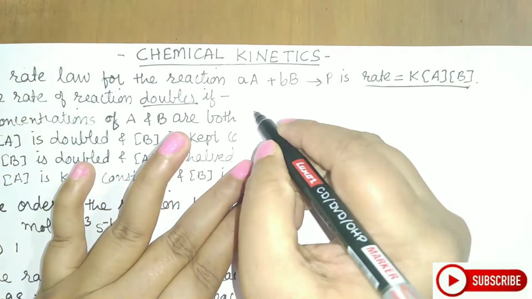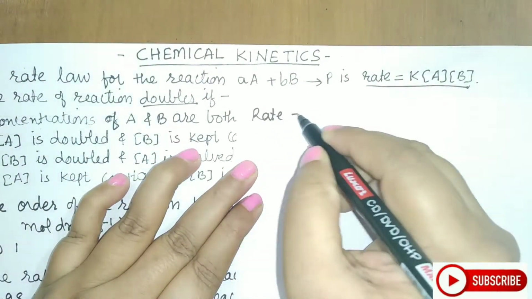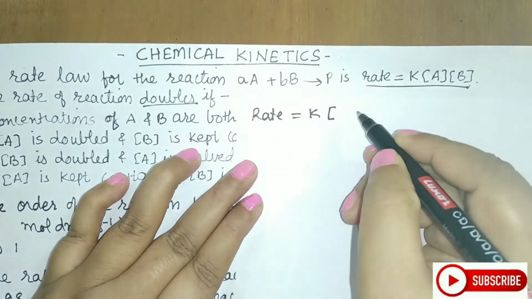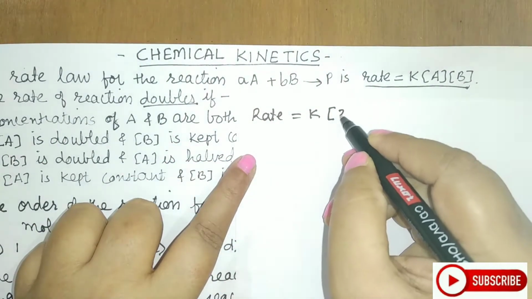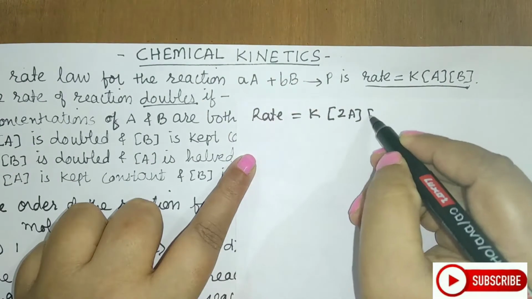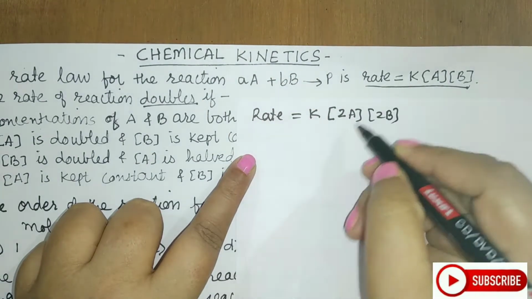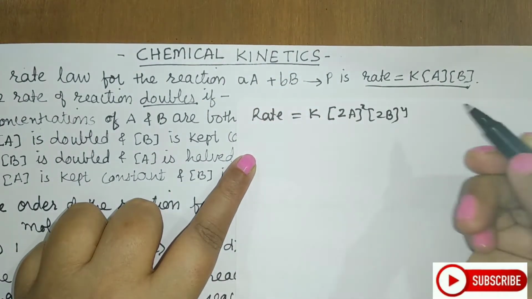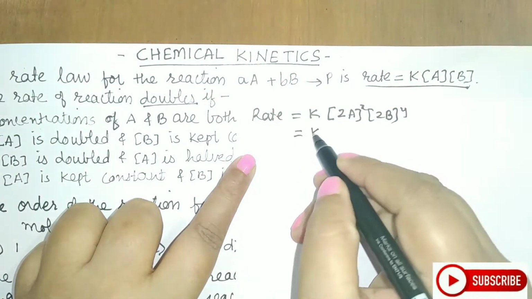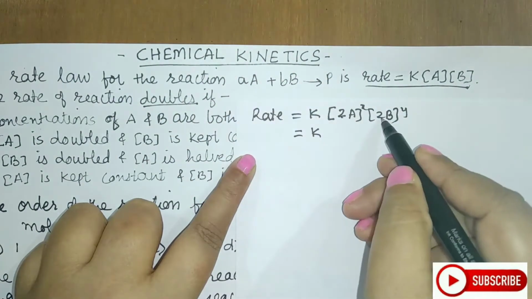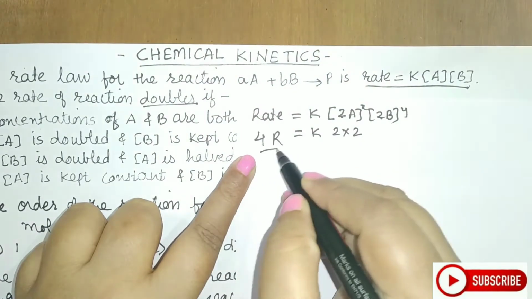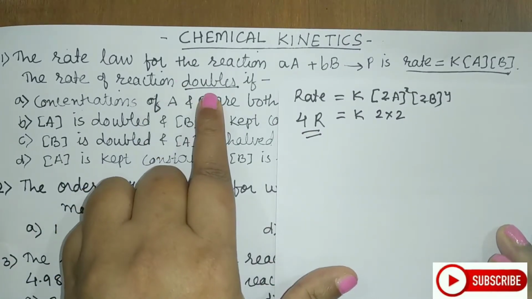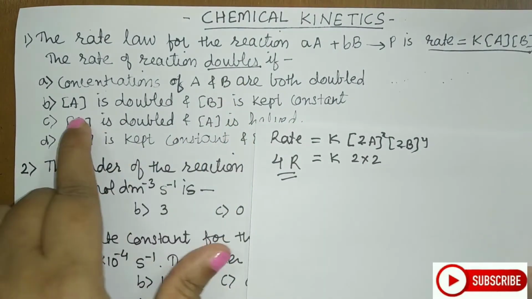Let us write that. So rate is equal to K. Now they have increased the concentration, that is, they have doubled the concentration of both. So it will become 2A and 2B. Let us consider the powers as X and Y. So what will happen to the rate here? This will be 2 multiplied by 2. So the rate will become 4 times. They want the reaction rate to get doubled. So let us see the second one.